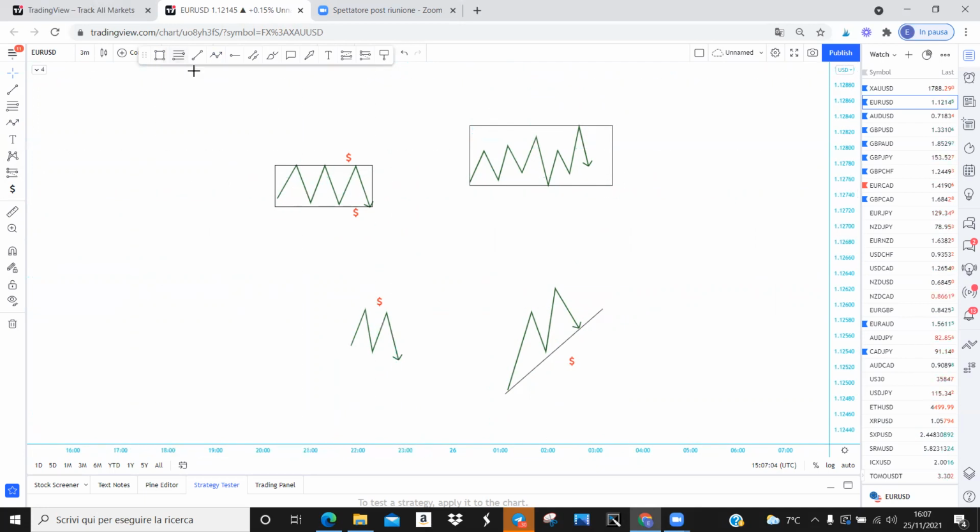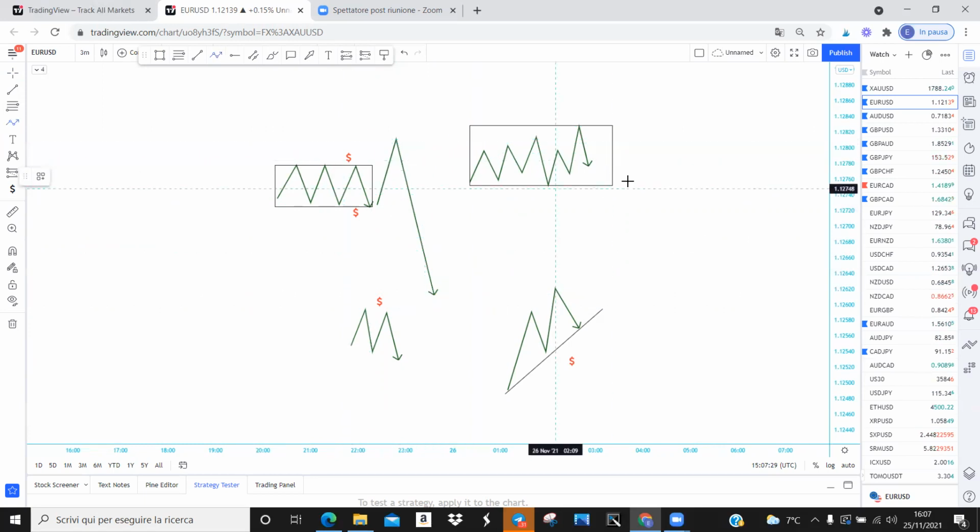After the Asian range, London session starts. And after London session, as you know, we have New York session. What are the possibilities during these sessions? The possibilities are that we manipulate the Asian range. So for example, if the direction of the market is to the downside, we manipulate to the upside and then we continue to the downside.